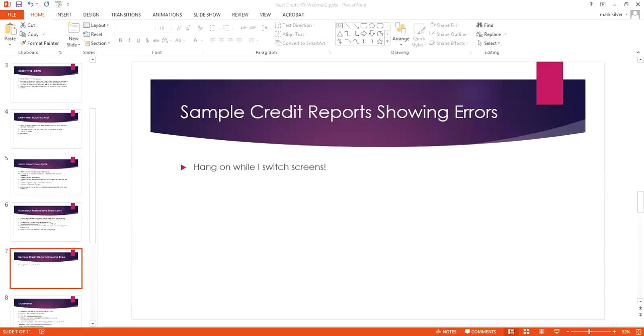Going to show you some sample credit reports that give you a few ideas of some errors, and another example I wanted to show. So I'm going to switch screens here, and hopefully this works. Hey, look, it did. Okay, so here's a case that's interesting.